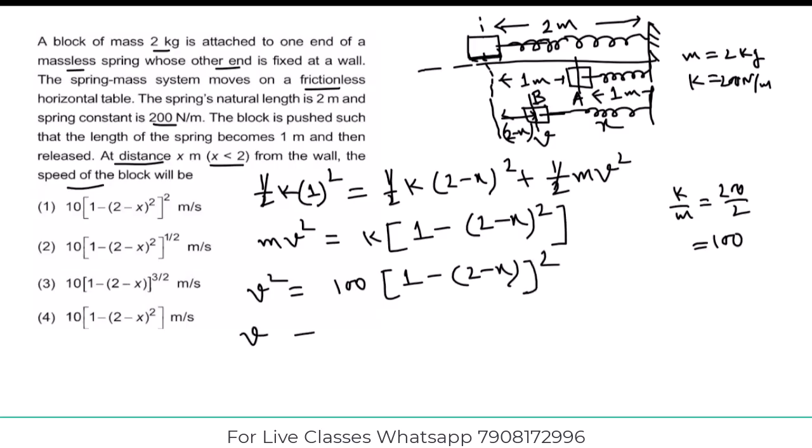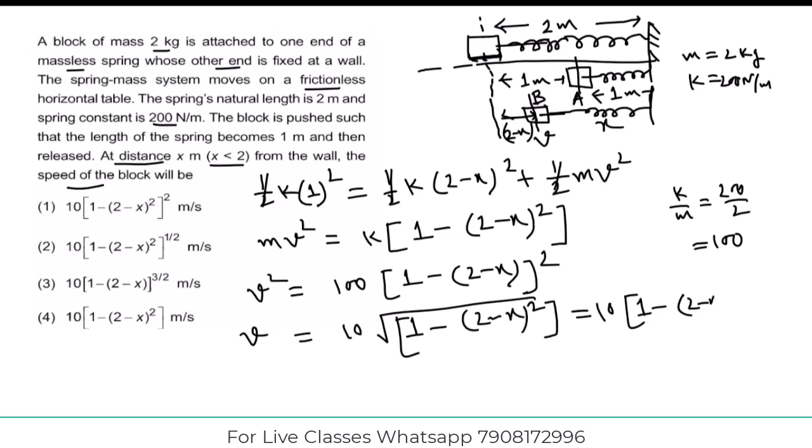So v is the root of this. The root of 100 is 10, and root of 1 minus (2 minus x) whole square. So this is the answer, that is 10 into root of 1 minus (2 minus x) whole square. We can also write it as 10 into [1 minus (2 minus x) whole square] to the power half. So option 2 is the correct answer.